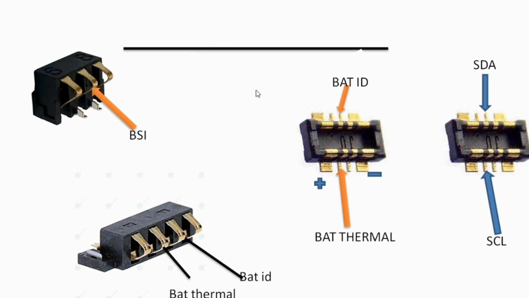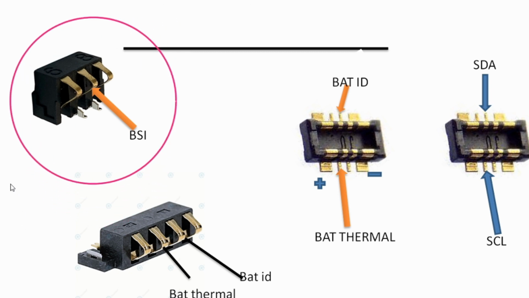You can see here in this diagram there are 4 types of battery connector, starting with the first, the 3-pin battery connector. You can see here it's a 3-pin battery connector. First pin VBat, last pin ground. In the middle you can see here it's BSI. BSI means battery status indicator.